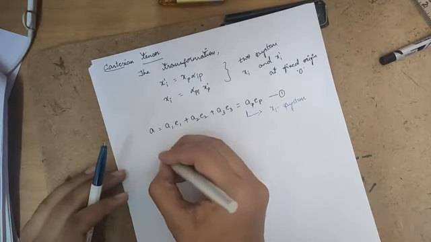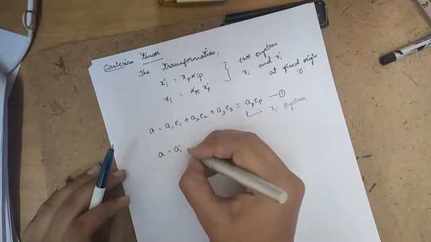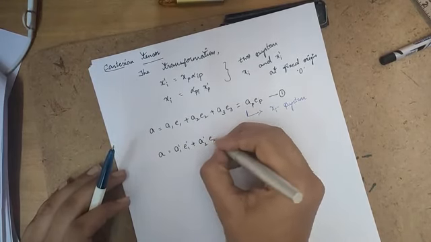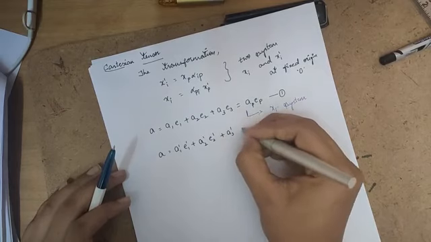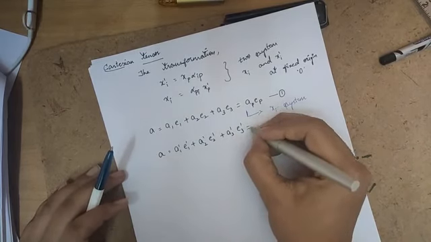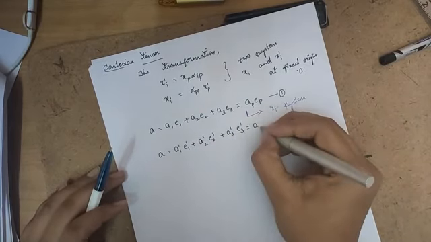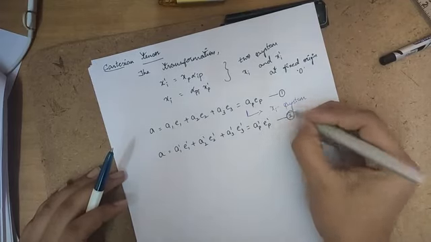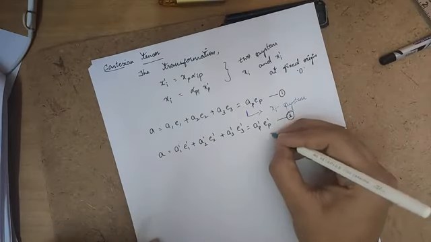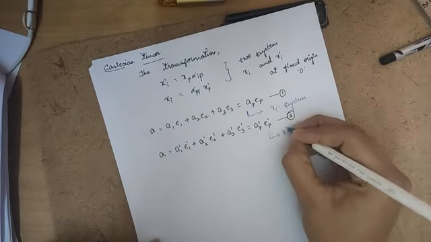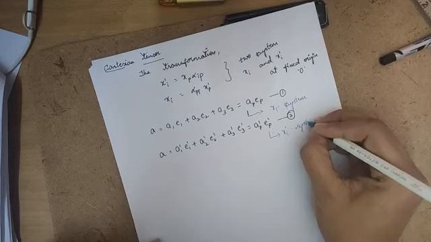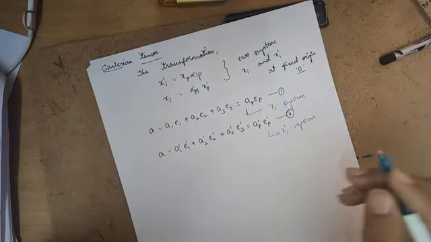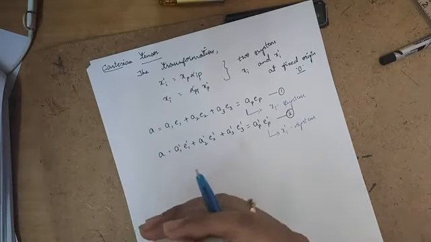A is equal to A1 dash E1 dash plus A2 dash E2 dash plus A3 dash E3 dash. Using suffix notation, this is AP dash EP dash. I will call this equation number 2. This is for xi prime system. But for both the systems the origin is fixed, that is O. We have seen that in the figure also.